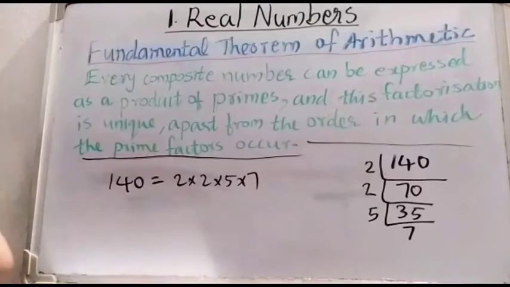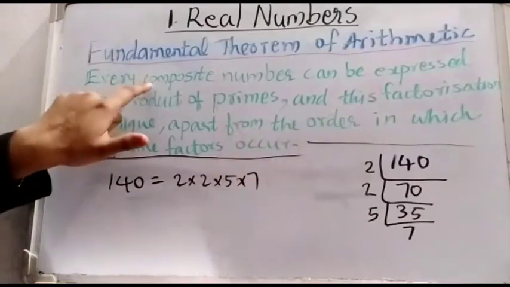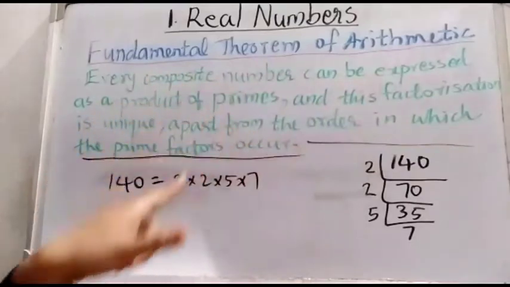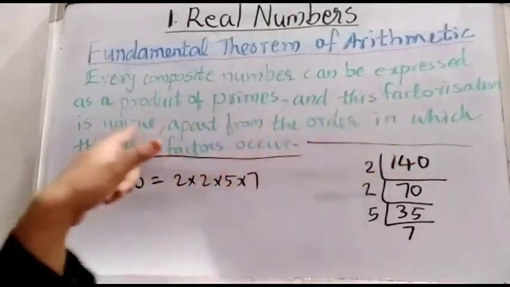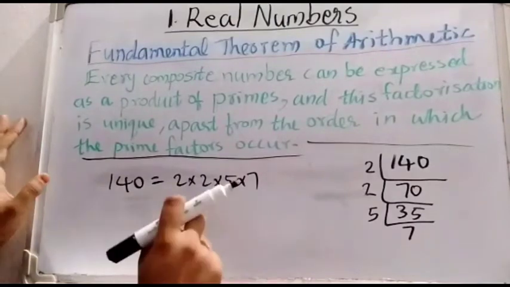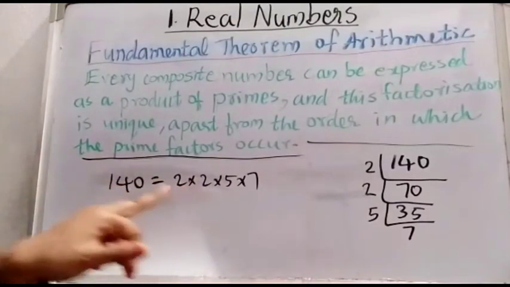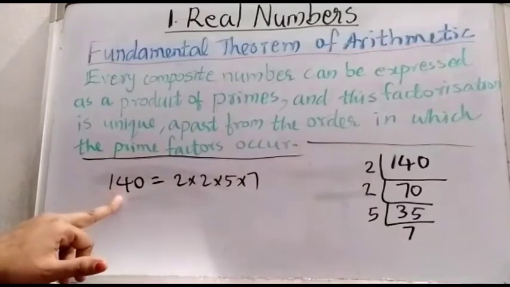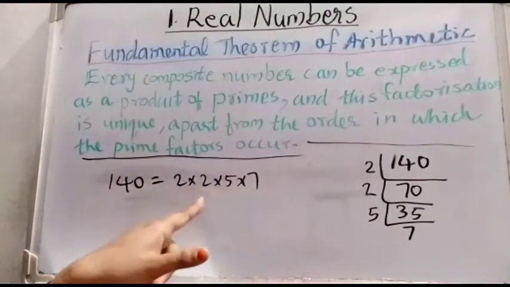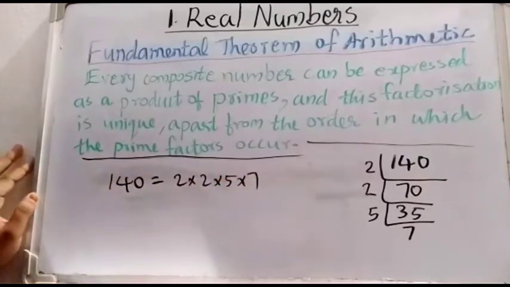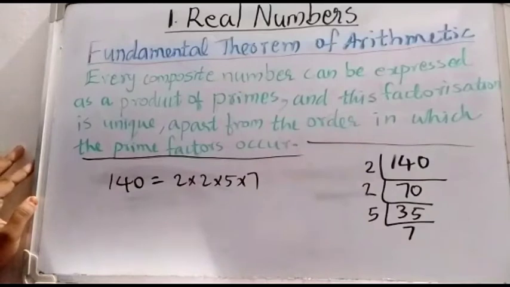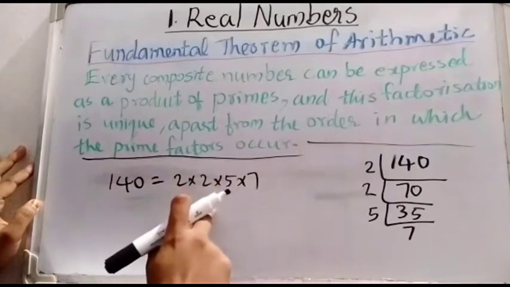So this is the first sentence: every composite number can be expressed as a product of primes, and this factorization is unique. What do you mean by that? See, to express 140, we can use only these prime factors. We cannot use any other prime factors.